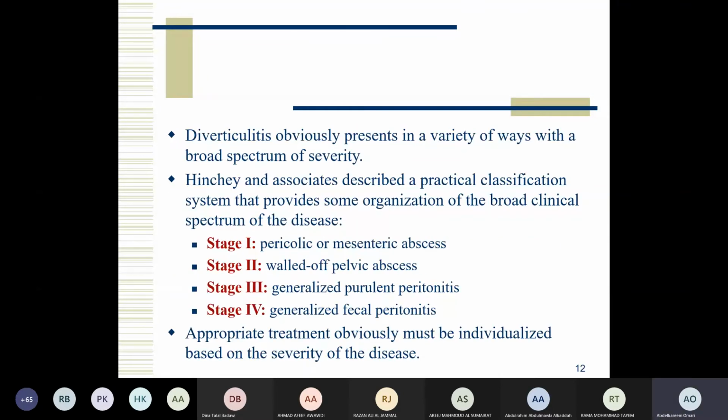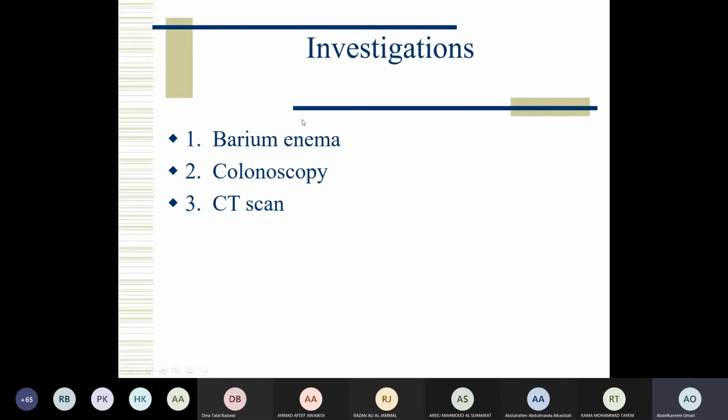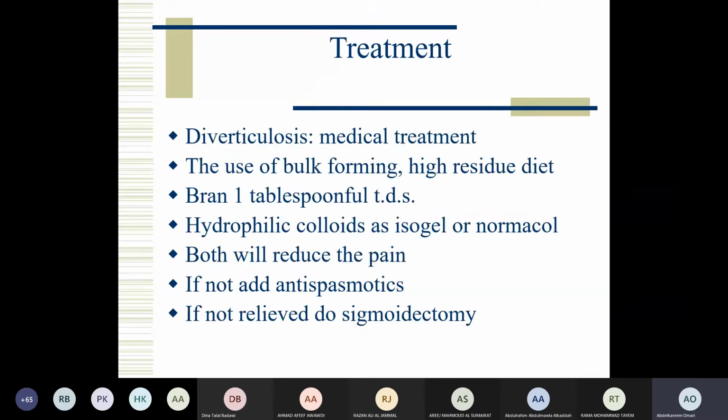The investigations, guys: we do barium enema, colonoscope and CT scan. The barium enema, or barium or any radiological opaque material, we put it in the rectum and we will watch it in the fluoroscope.